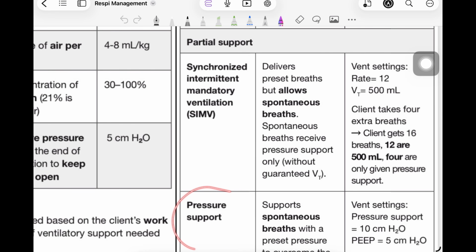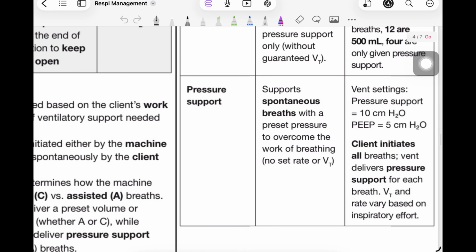Lastly, guys, we have the pressure support. Now, dito naman, guys, sa pressure support, we reduce the support even more. Ibig sabihin lang, guys, that the patient must initiate every breath. The ventilator or the machine will never start the breath. So, support is spontaneous breath with a preset pressure to overcome the work of breathing. No set rate or no set tidal volume.